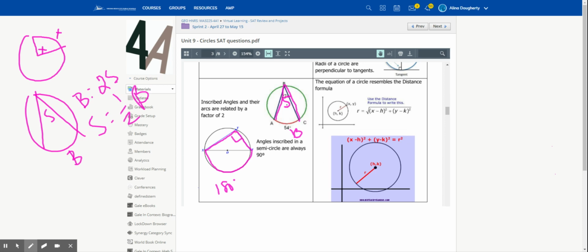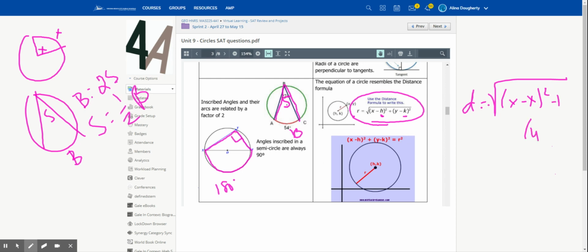Last thing for notes: equation of a circle. I know this is a whole lot of information all at one time. If the center of the circle is (h, k), then in the equation, it's going to be minus h and minus k. It's almost like distance equals the square root of (x minus x) squared plus (y minus y) squared, right? X minus h instead of x minus x, plus y minus k instead of y minus y. The h and the k are the center of the circle, okay? And those signs are backwards. If h and k are positive in the circle's center, then they're going to be negative in the equation.